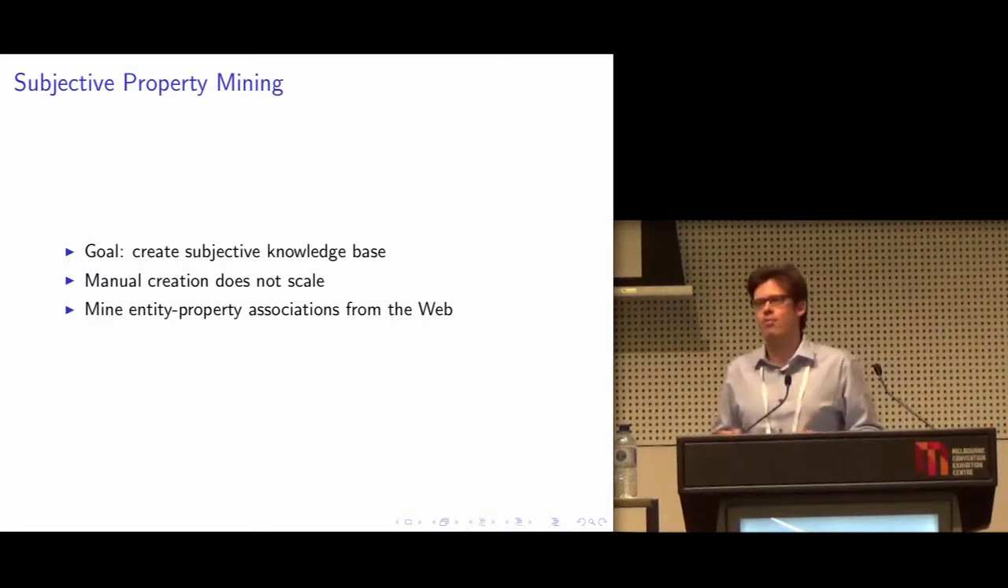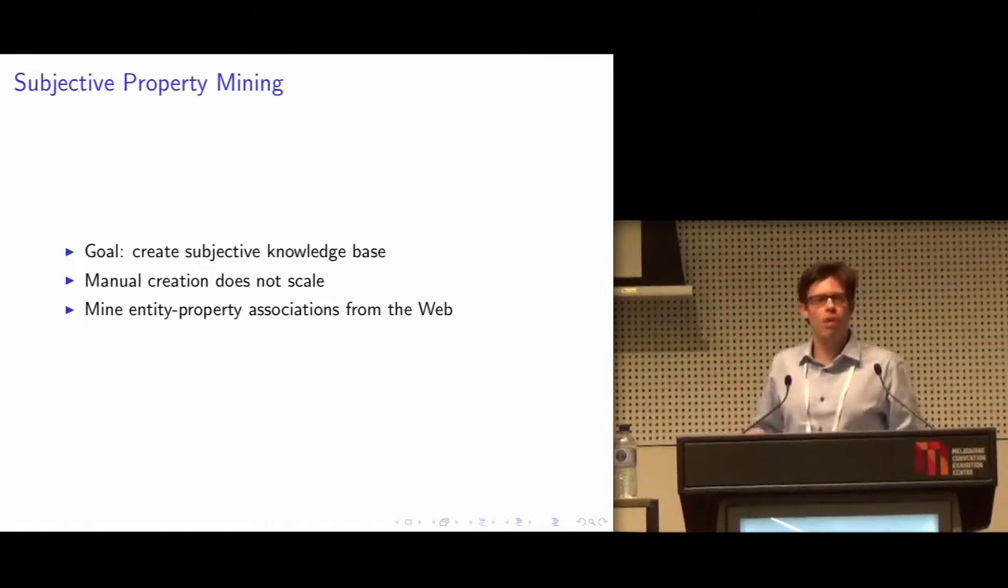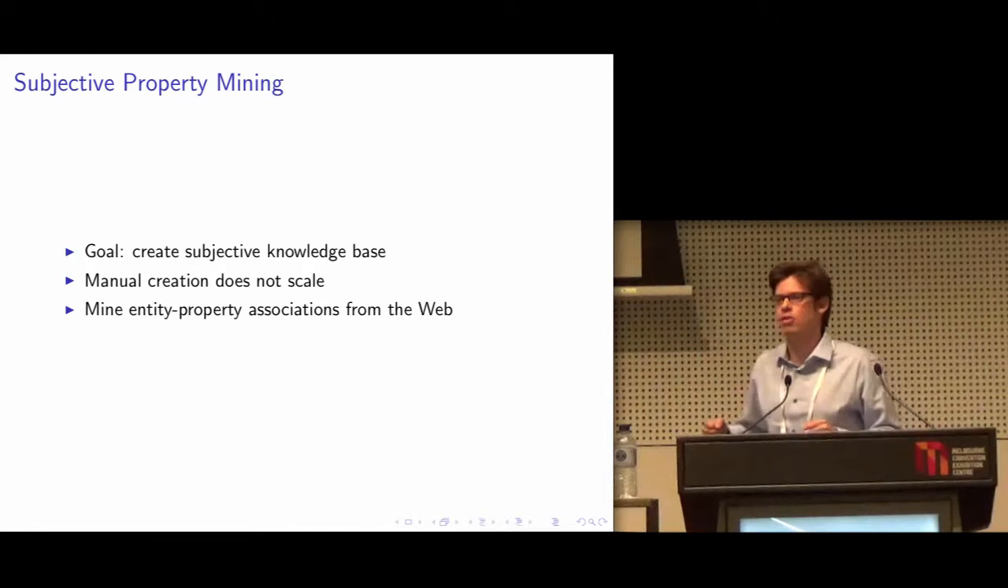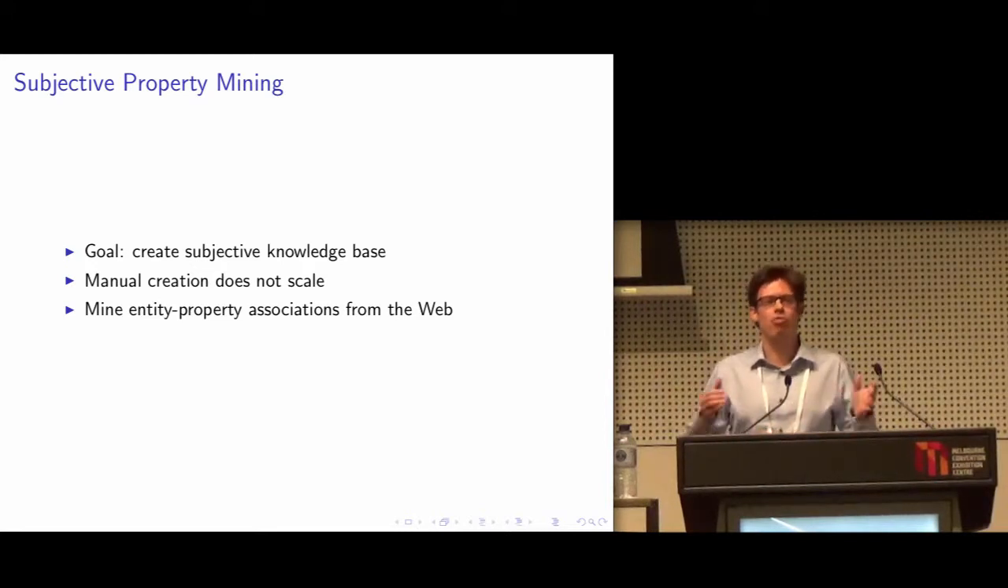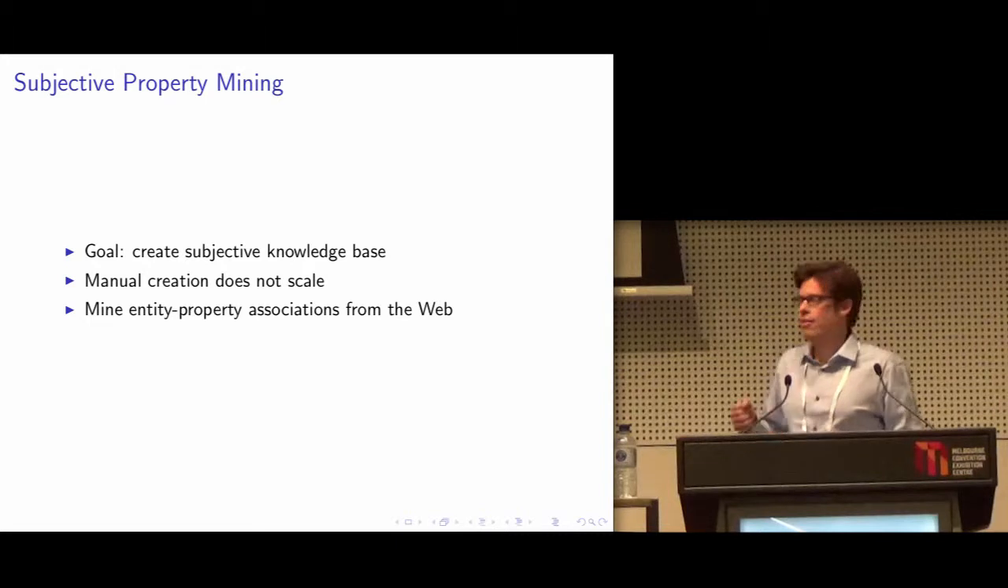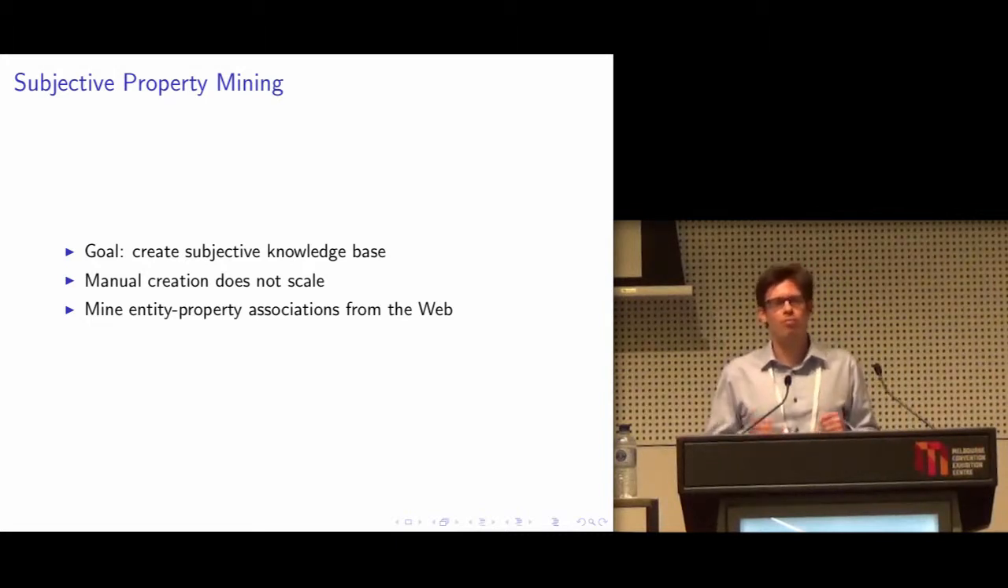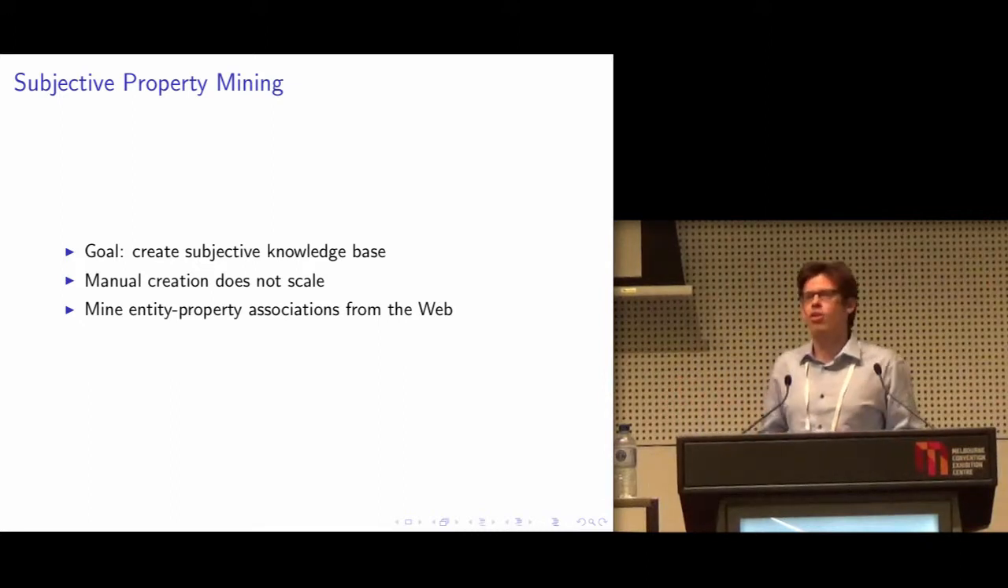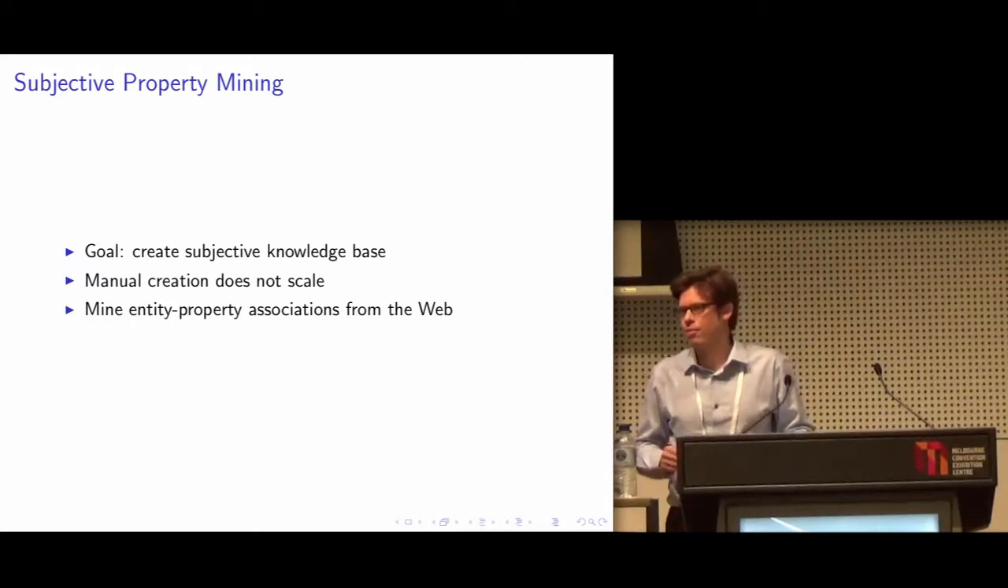In principle, of course, we could create this knowledge base by hand, but we envision a knowledge base that contains information about many billion entity property combinations. And of course, manual creation does not scale to that. And this is why we propose to mine subjective properties from the web instead. So on the web, we are searching for statements where users have posted that they find kittens cute, for instance, or not, and then we exploit that in order to learn something about subjective properties and which entities they apply to.